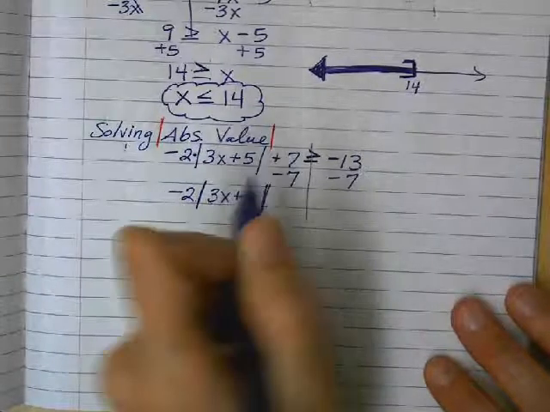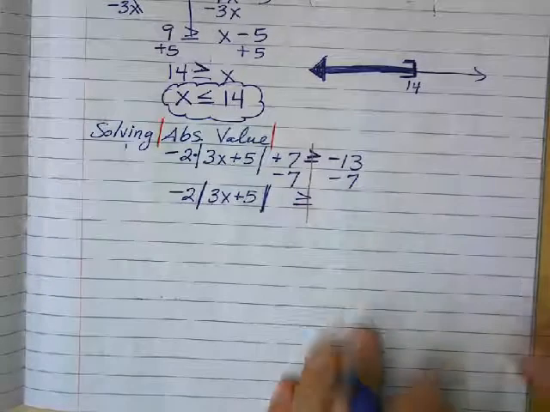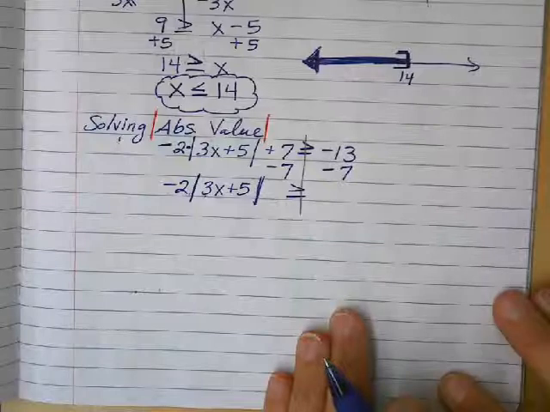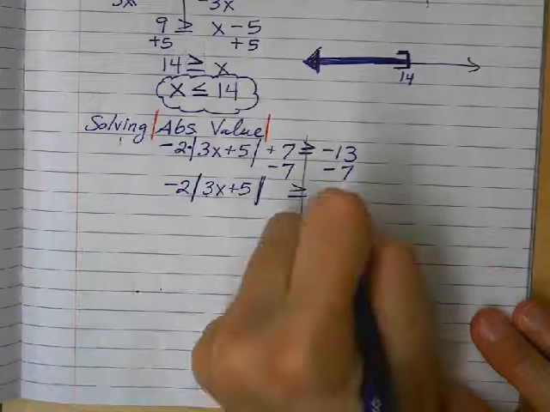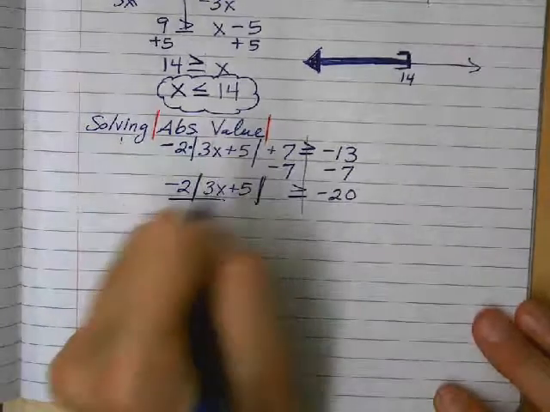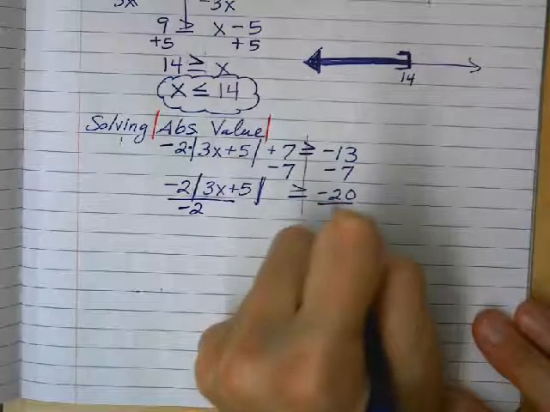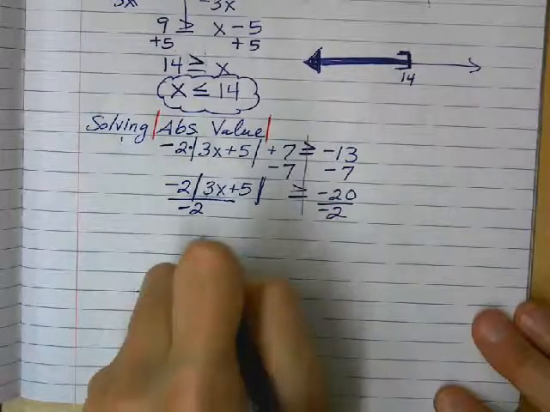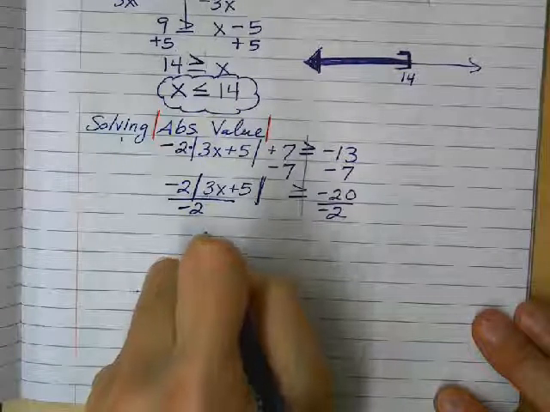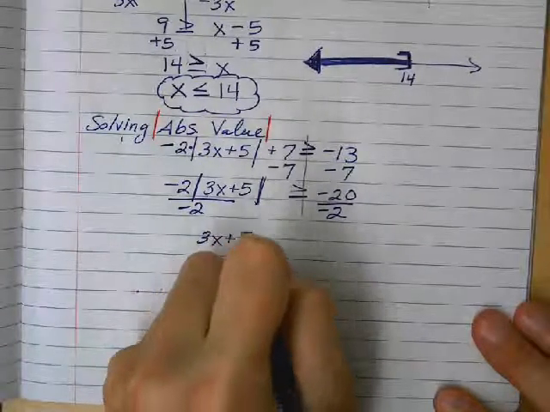Okay, so first you want to minus 7. Okay, what's -13 minus 7? -20. Now divide, because this is -2 times this, so now divide by -2. So then I have 3x plus 5.